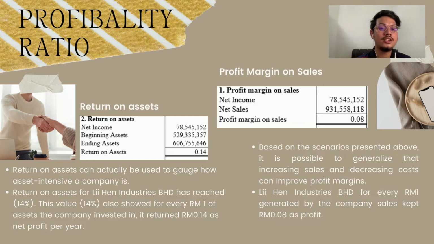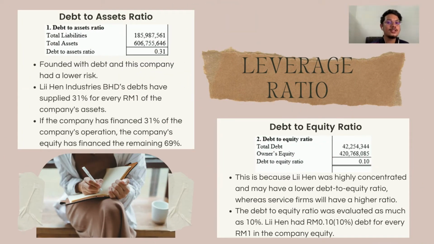This value of 40% also shows that for every 1 ringgit of assets the company invested in, it returned RM0.40 as net profit per year. Next is leverage ratio. The debt to assets ratio recorded is not that high, and Lihin indicates the ratio is lower than 1. Hence, a significant portion of assets is funded with debt, and the company has lower risk. However, Lihin's debt has supplied 31% for every 1 ringgit of the company's assets.